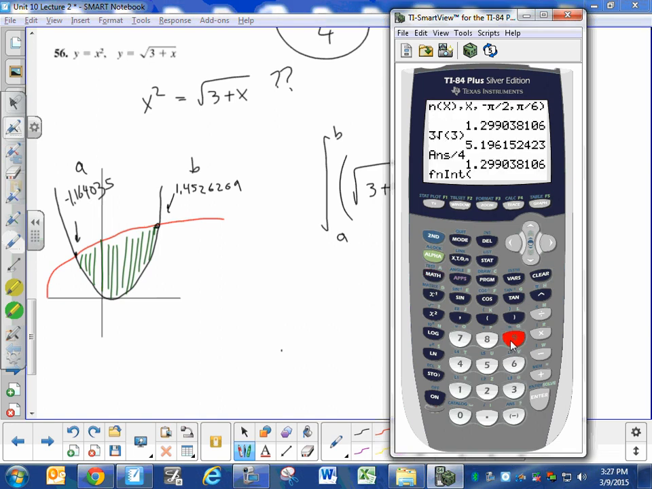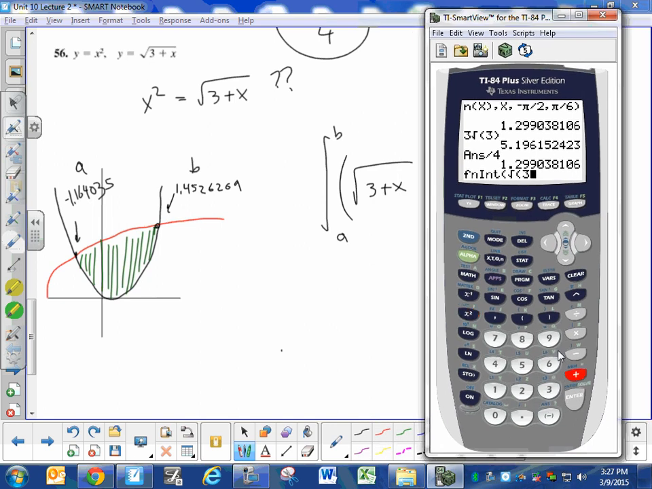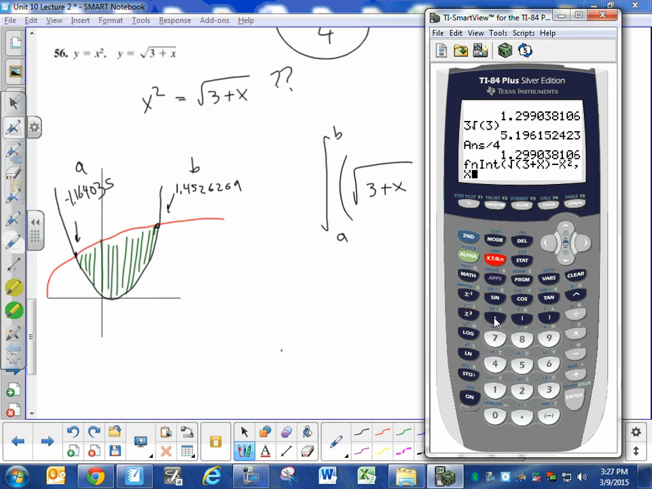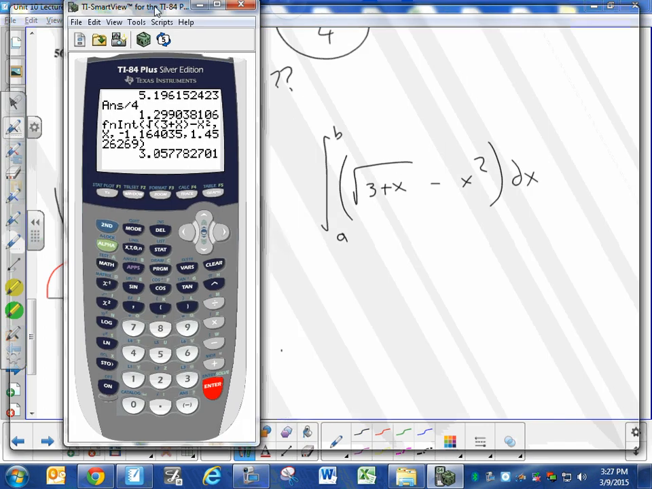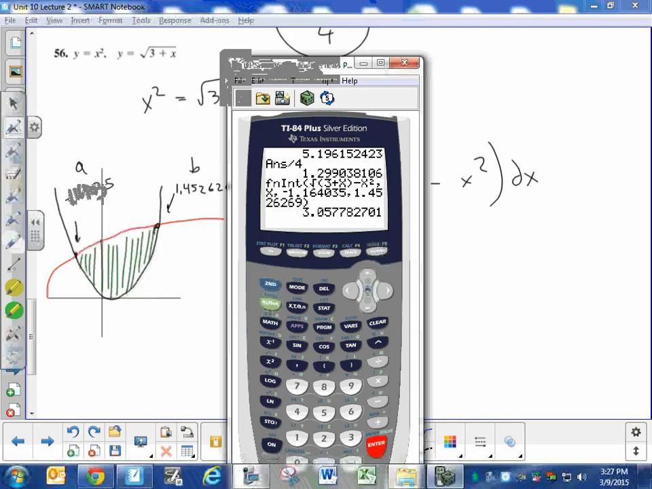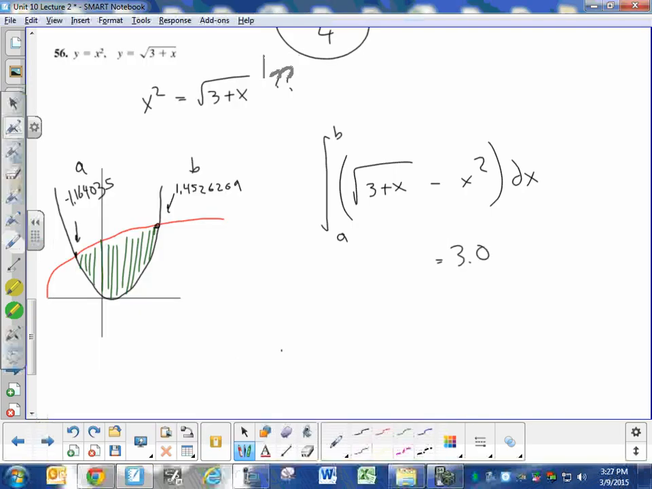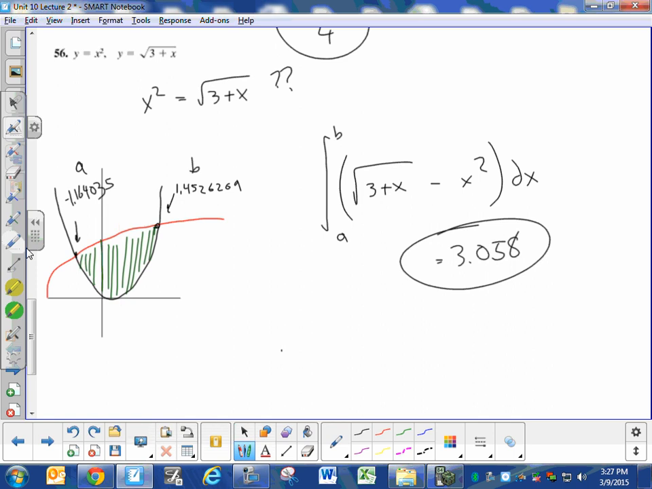Math 9. The integral of the square root of 3 plus x minus x squared with respect to x from A to B. I get 3.0577. Just round up there. Okay.